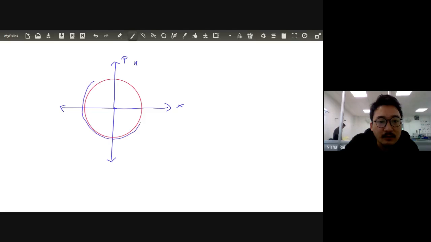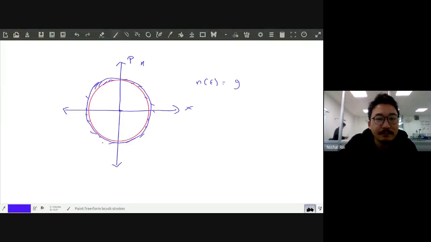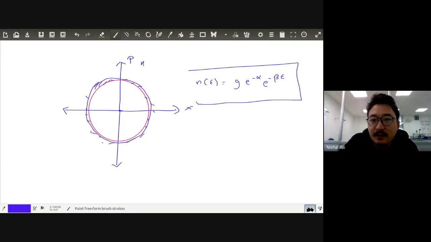This is a small region which you have considered between p and dx. This is a small region whose distribution was given by what? N of E, in terms of energy, let's first write it, was given by g e to the power negative alpha, e to the power negative beta E. This was a distribution in terms of energy.